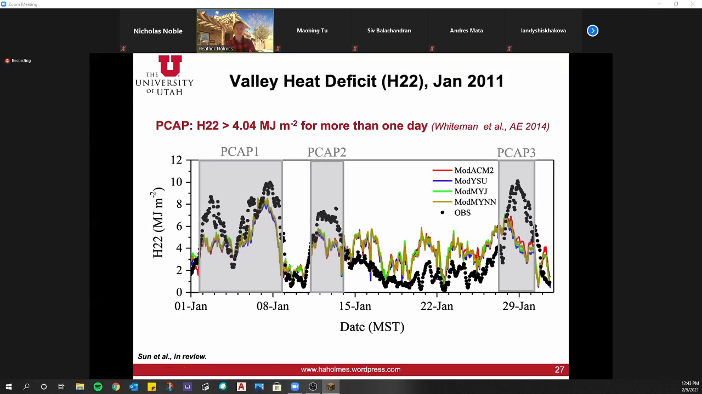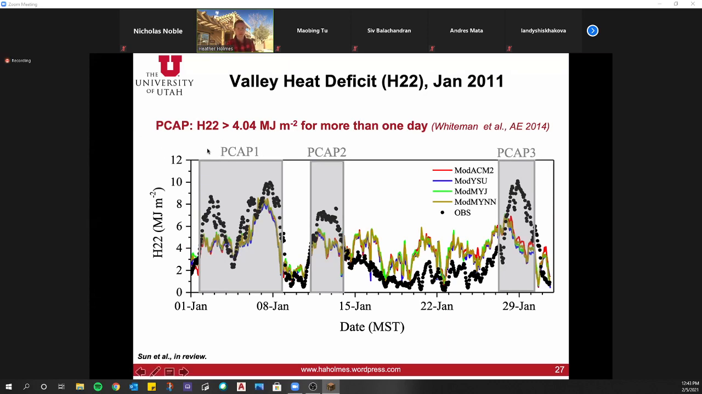First, we looked at the valley heat deficit, this H22. This is what is giving us the indicator of how stable the atmosphere is. The black dots are the observations, and all of the different lines on here indicate a different CMAQ model simulation. The CMAQ model results are all comparable, meaning they're getting very similar answers.